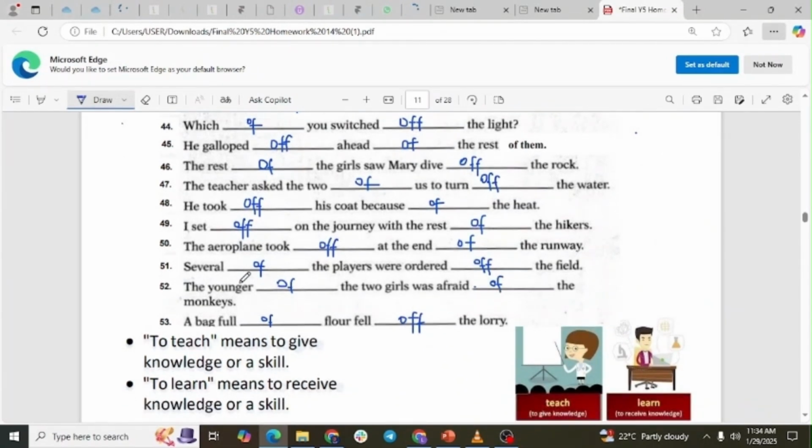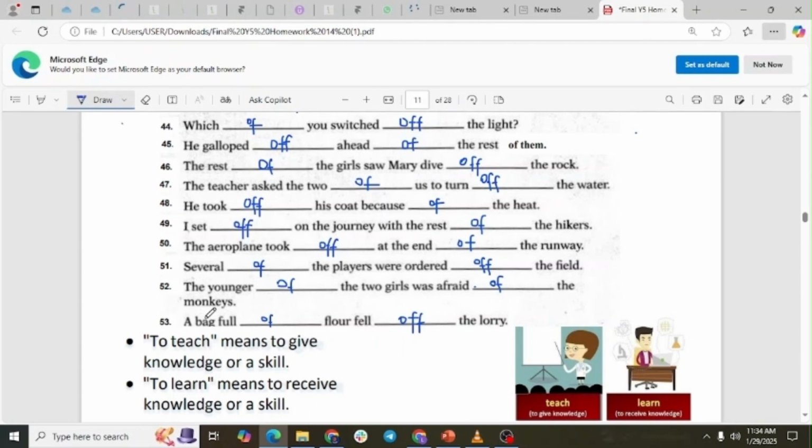Question 52. Sentence. The younger blank the two girls was afraid blank the monkeys. Correct answer B. Of, of. Explanation. Of is used in both blanks to show association, the younger of the two girls, and afraid of the monkeys.